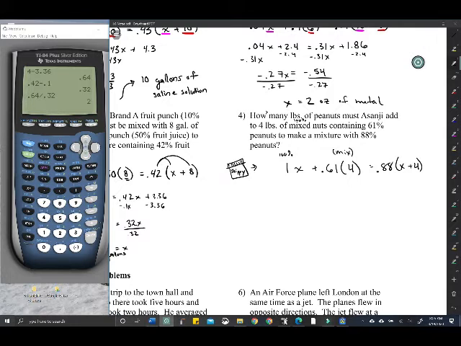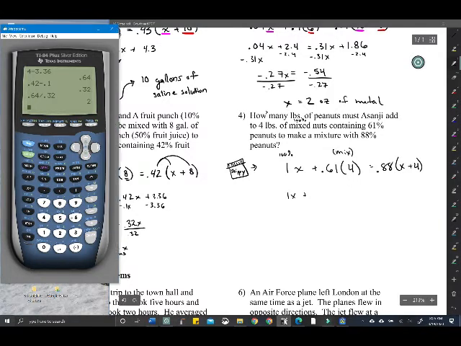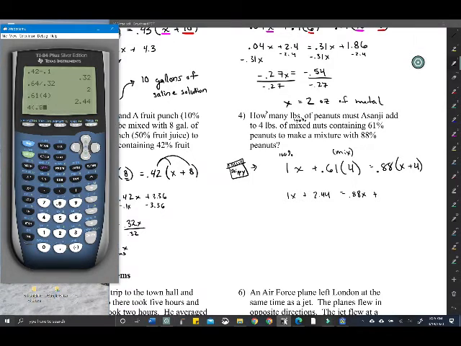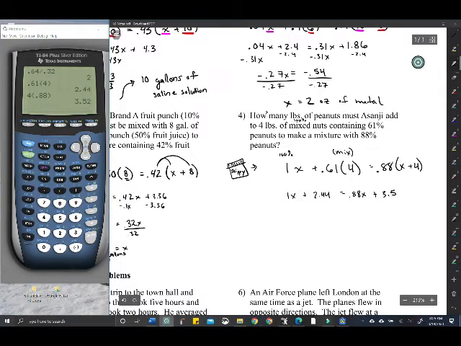Alrighty, so 1x plus 0.61 times 4 is 2.44. And that's equal to 0.88x plus 4 times 0.88, 3.52. Gonna subtract the 0.88x. That's 0.12x. Subtract the 2.44.